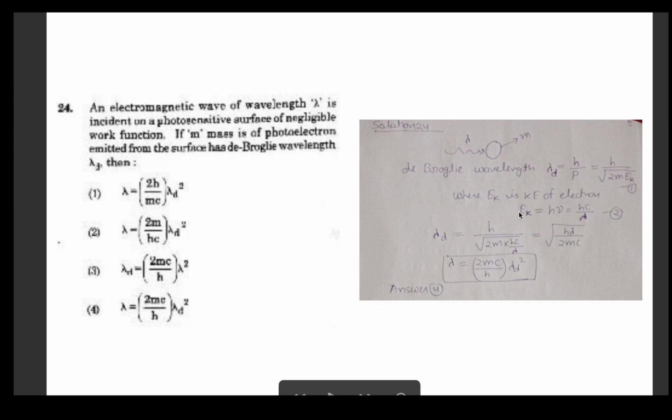We know the energy of the electron we can also write as Ek equal to h nu, that is hc by lambda. So lambda d is equal to h by square root of 2m, and in place of Ek we can write hc by lambda. So lambda d is equal to square root of h lambda divided by 2mc, and when we solve this equation in terms of lambda, lambda is equal to 2mc lambda d square divided by h. So our fourth answer is the right answer.